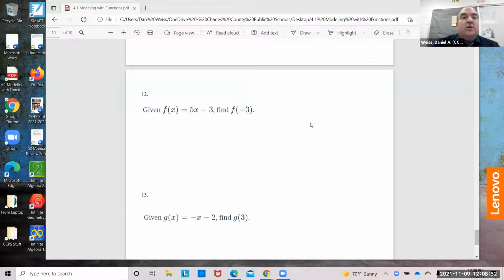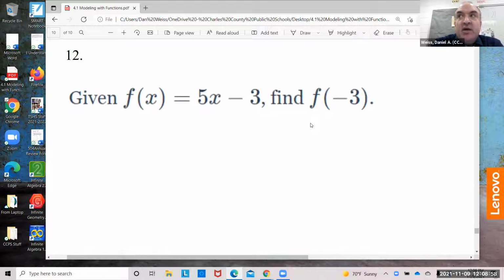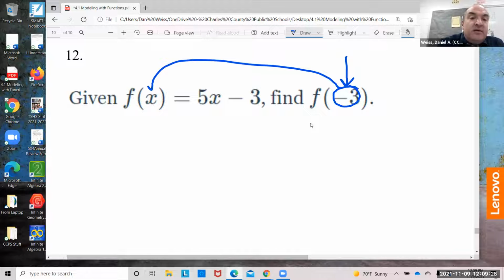Today I'm going to do modeling with functions. All right. So for example, if you have f of x equals 5x minus 3, find f of negative 3. F of x is the same as saying y. Y equals 5x minus 3. But all we're saying is x equals negative 3. So here you see this number instead of x. That means we put negative 3 in for x.